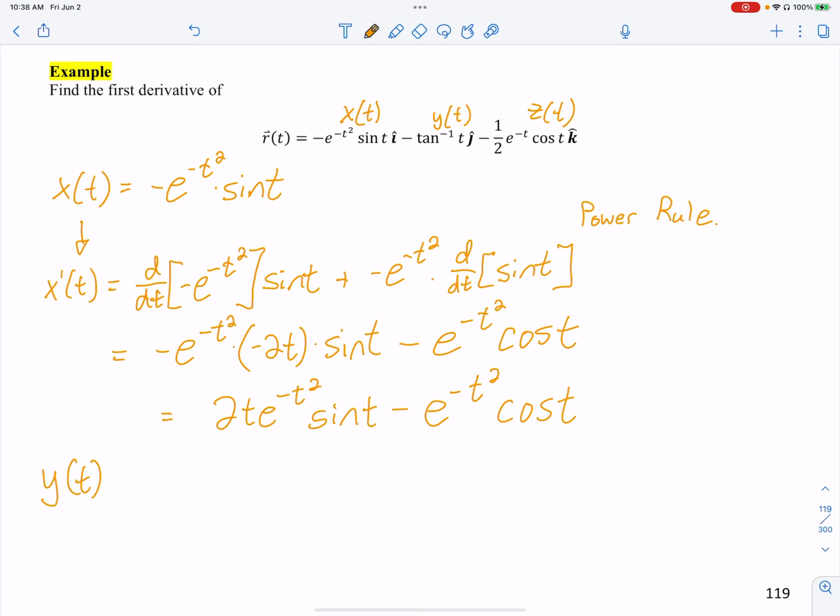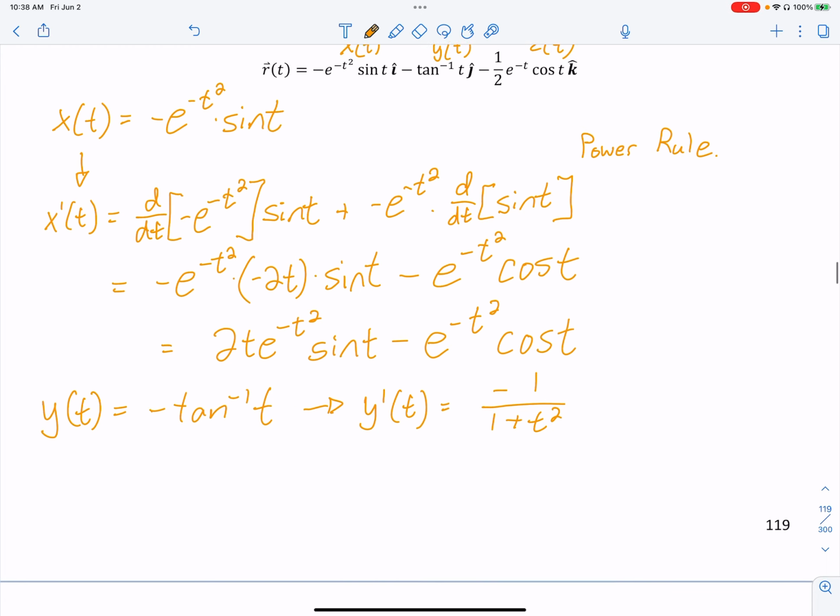Okay, y of t is equal to negative tangent to the negative 1 of t. This is one I would recommend memorizing. It's going to show up quite a bit. So this one is y prime of t, and this is negative 1 over 1 plus t squared. I'd get that memorized. That's going to show up a lot in DiffyQ if you have to take that.